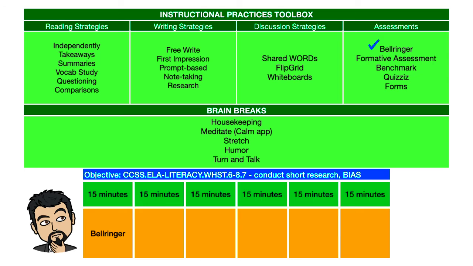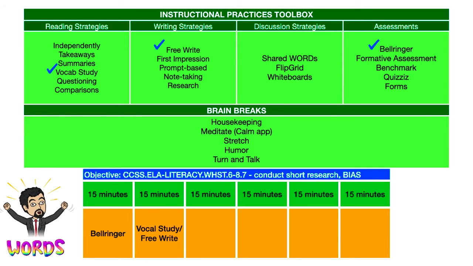It might be a writing prompt, it might be a quiz. Then we'll follow that up with a vocab study. I might write the word bias on the board, and they're going to free write for 5 minutes everything they know about the word bias. And then we also have time built into that 15 minutes for them to turn and share out loud to a partner, an elbow partner, or to the whole class.